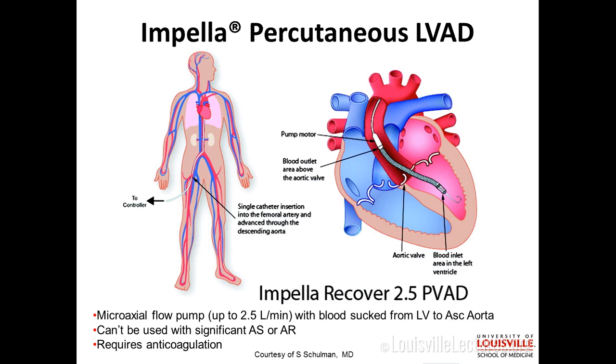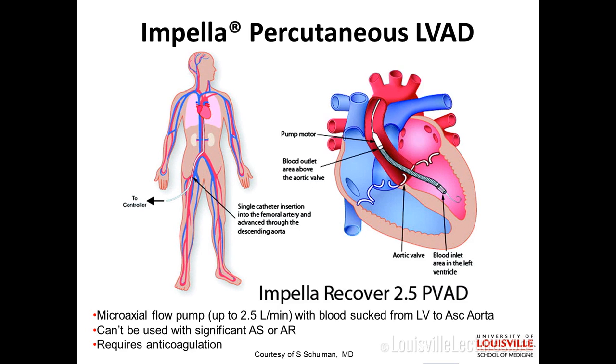Okay, other options that exist. The Impella. So the Impella is a neat device. This is the left-sided Impella. It goes in through the femoral artery, retrograde up the aorta, and we just deliver it like this into the left ventricle. So right here is a blood inlet. It sucks the blood in, and right here is an outlet. It's a motor and an outlet, and it pushes the blood out.